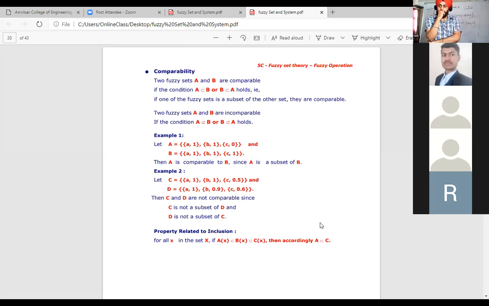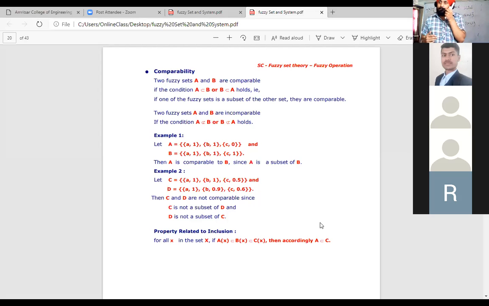See the example. In set A, we have A 1, B 1, C 0. In set B, we have A 1, B 1 and C 1. Then A is comparable to B since A is a subset of B, because every degree of truth or membership function of A is less than or equal to that of B. For A, 1 is less than or equal to 1. For B, 1 is also less than or equal to 1. C is 0, less than 1, yes. So A is a subset of B, therefore it is comparable.